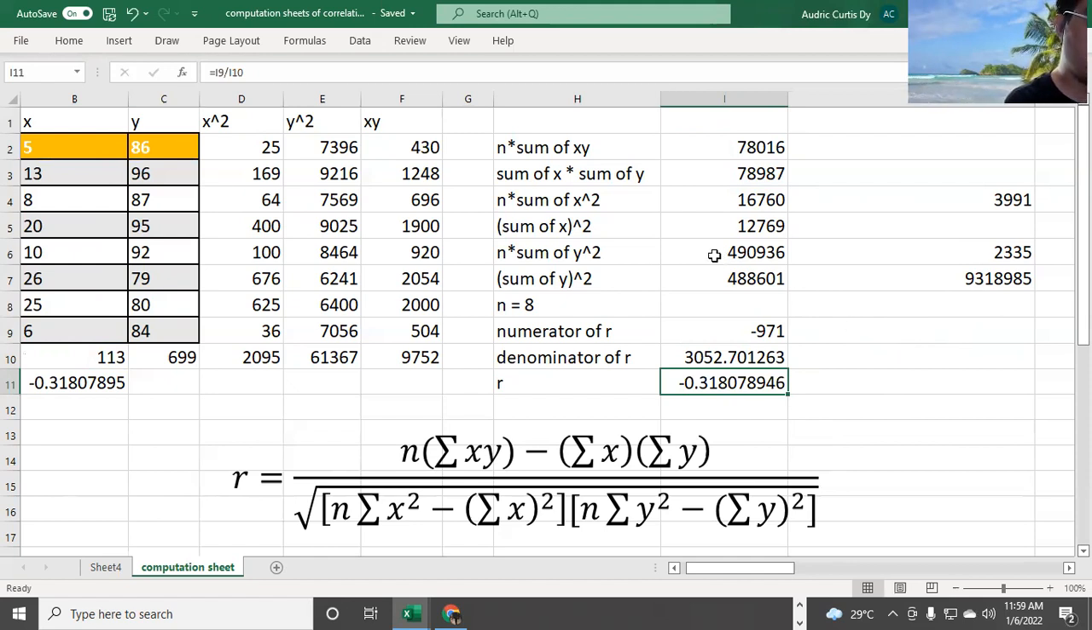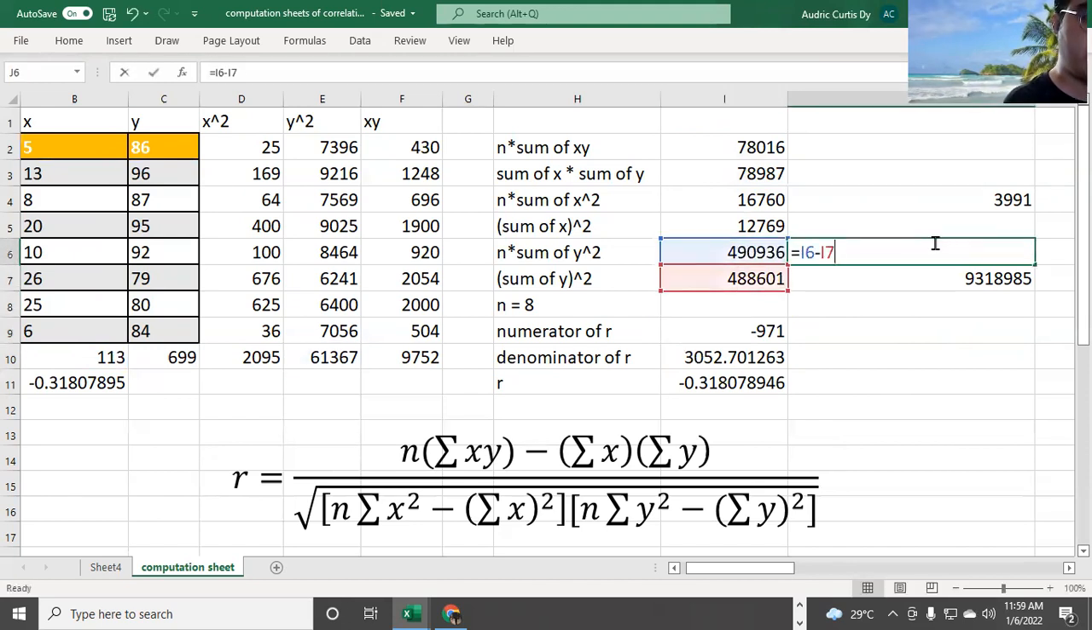with n times sum of y squared and the square of sum of y. So we need to find the difference of both numbers. So here is the difference.